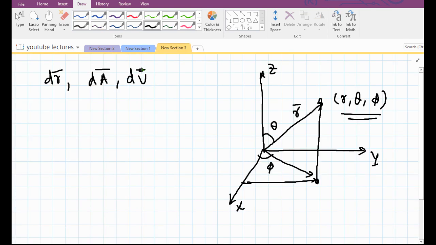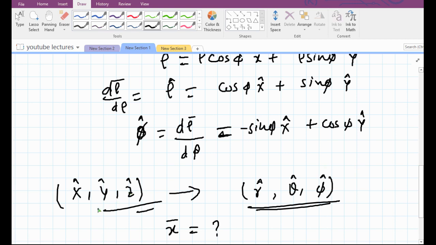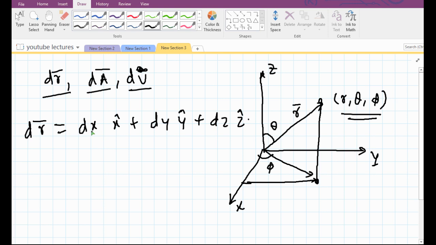So let me just describe that. I will figure out what my length element, area element, and dV element are. You remember that in the Cartesian coordinate system, I would have written dx, dy, and dz hat. Now from the previous discussion, I can easily find x, y, and z, and we can find dx, dy, and dz. Plug this in and we will find the length element in the spherical coordinate system.